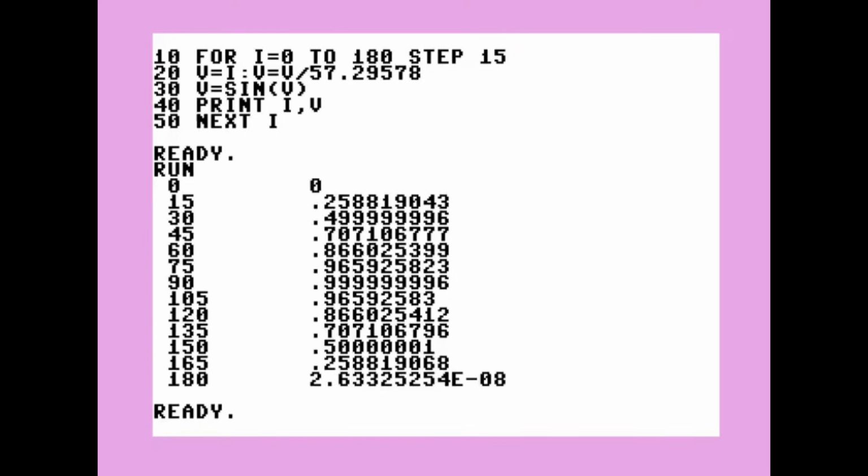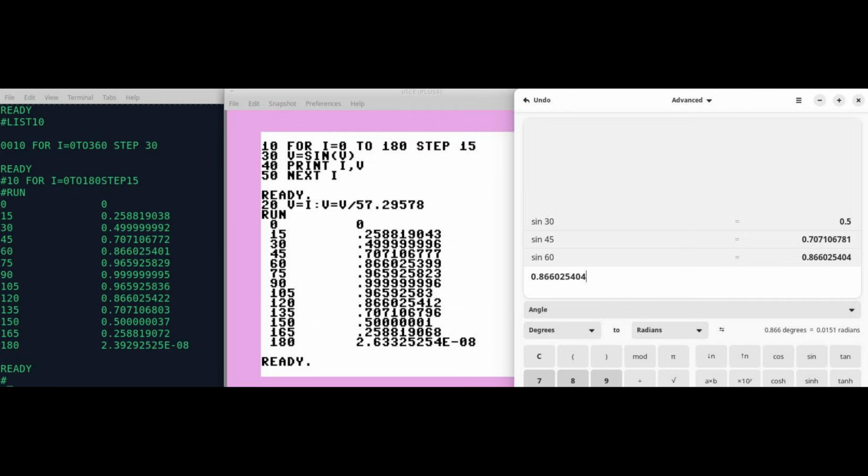Boomsies. Done. And we can put both of them up on the screen and take a look at the accuracy. Here we have a shot of results from both of them and some values from my desktop calculator in Linux. And the results are all pretty good, and quite frankly, Southwest Technical 4K Basic does a really good job, albeit slowly.